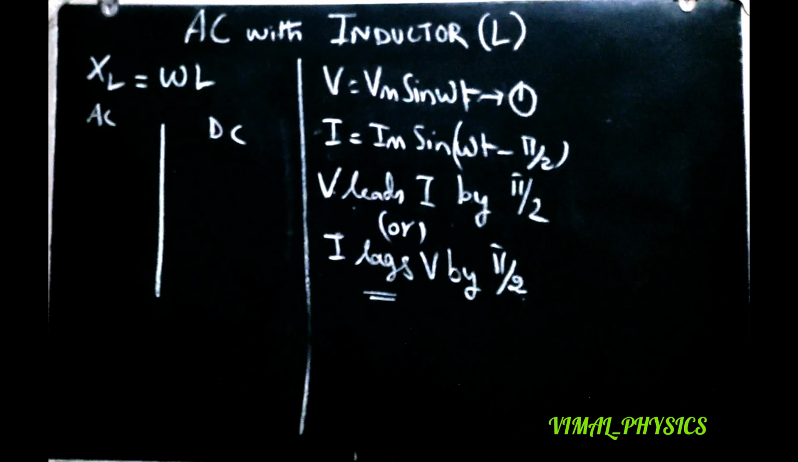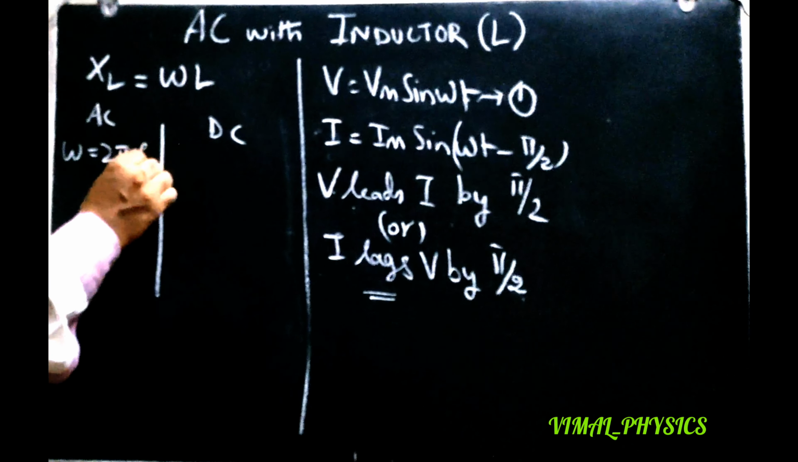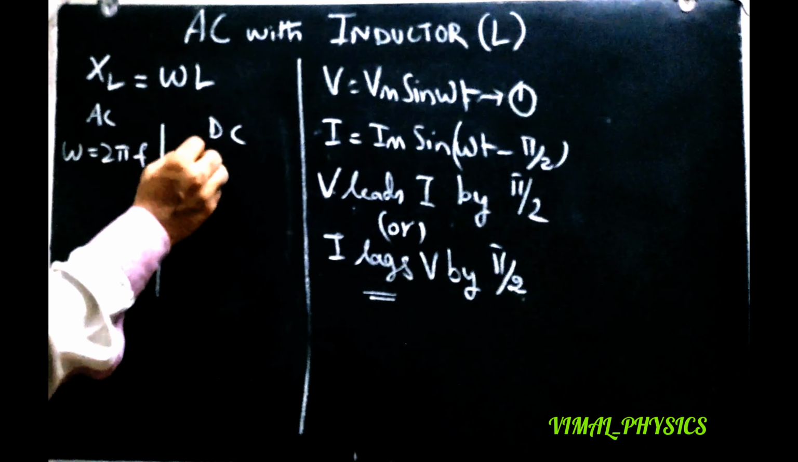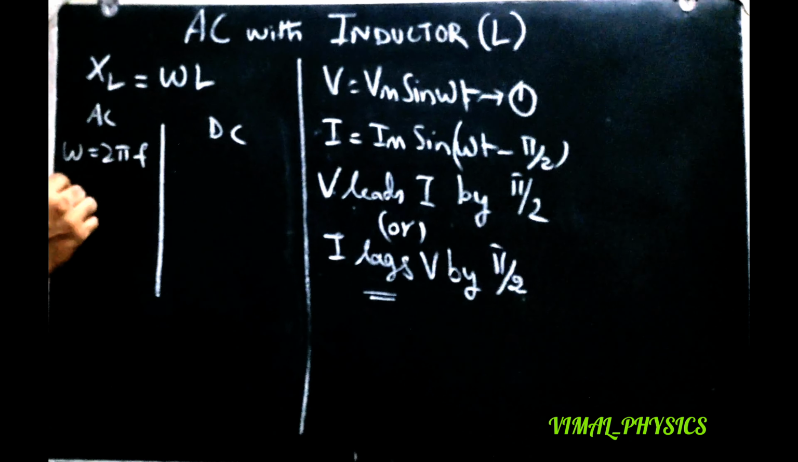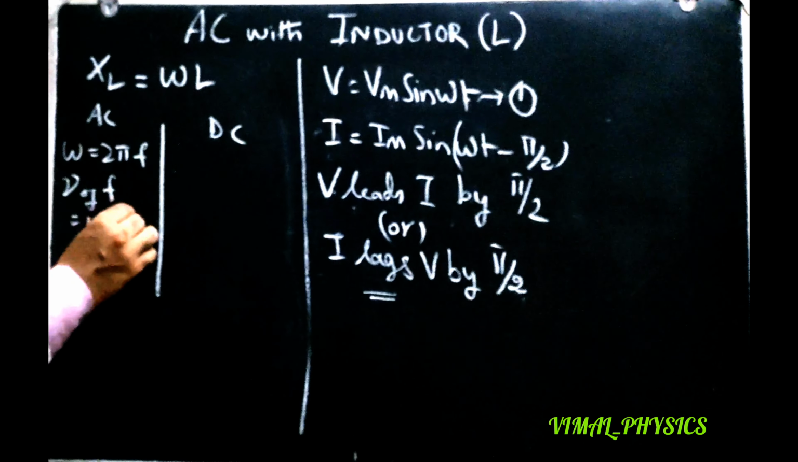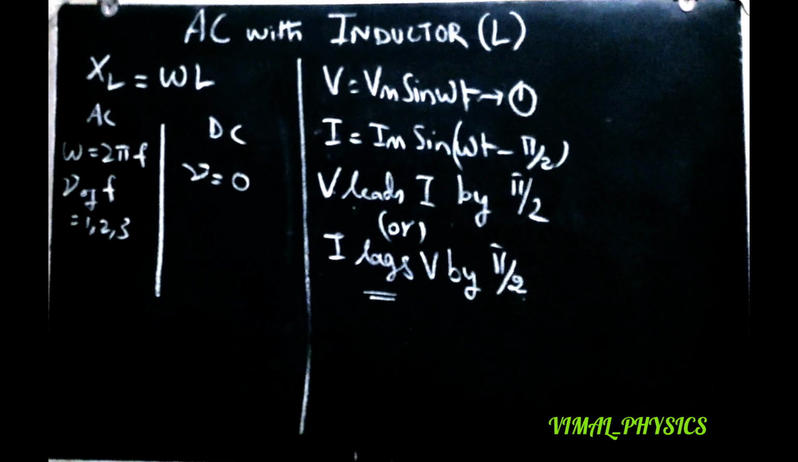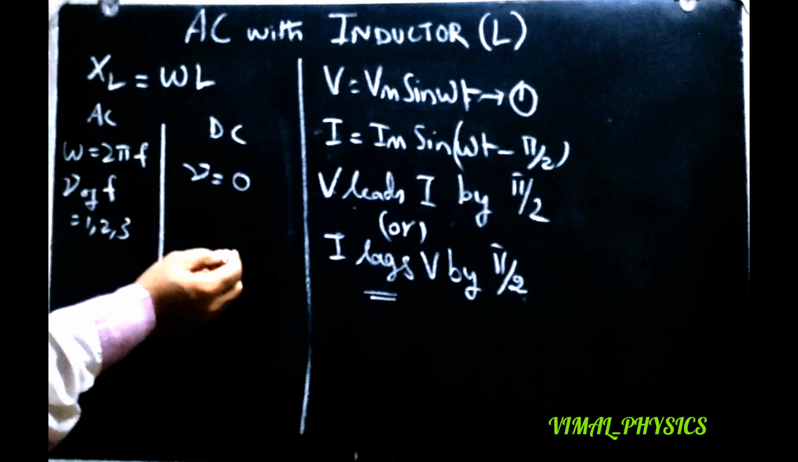XL is equal to omega L. So for AC, the frequency changes as 1, 2, 3, etc. Omega is 2 pi f, where f is the frequency. Whereas for DC the frequency is taken as 0.